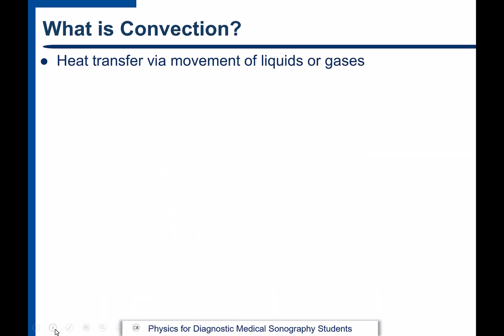The last method of heat transfer that we want to talk about is convection. And convection refers to heat transfer because of the movement of liquids or gases. Remember that we can talk about liquids and gases together by referring to them as fluids. So a fluid can be either a liquid or a gas. And we get convection in fluids, so both in liquids and gases.